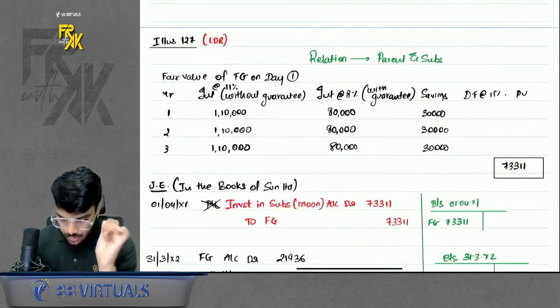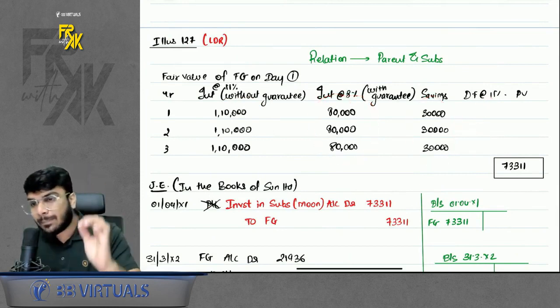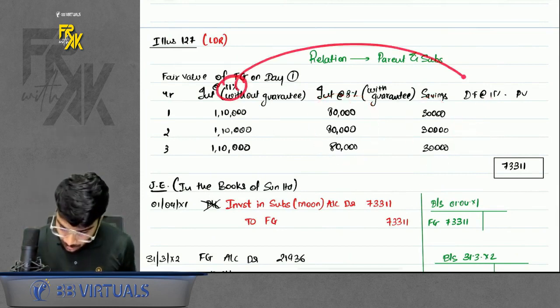How do we do it? So, interest without guarantee 1 lakh 10, with guarantee 80. Savings is 30, bring it at present value. For bringing it at present value, use the rate of without guarantee.